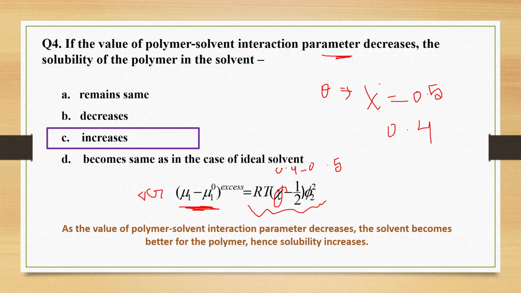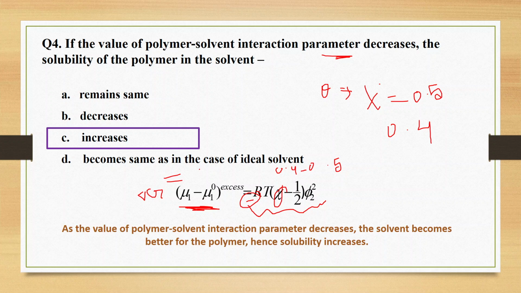The solubility of any kind of thing depends on what? The sign of delta G and the magnitude of it. If it's higher in magnitude in the negative quantity, obviously the solubility will be increasing. So the more you decrease, the more negative it will get. So the delta G value will be more negative, and obviously delta G being more negative means solubility will increase.